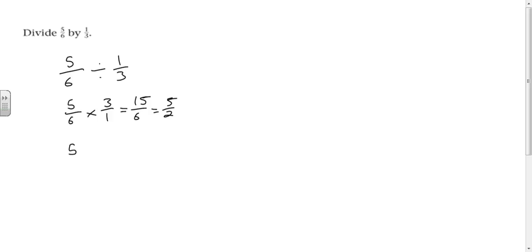Alternatively, of course, when we got to the second one, the multiplying, we could have switched the numerators over, leaving you with 3 over 6 times by 5 over 1, which is 1/2 times by 5 over 1, again leaving us with 5 over 2.